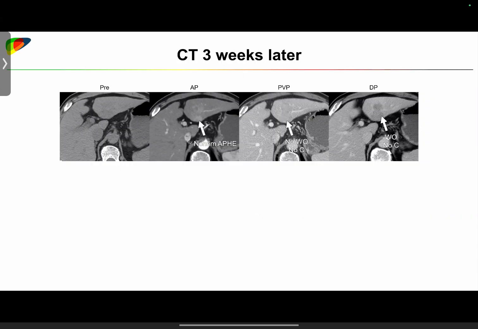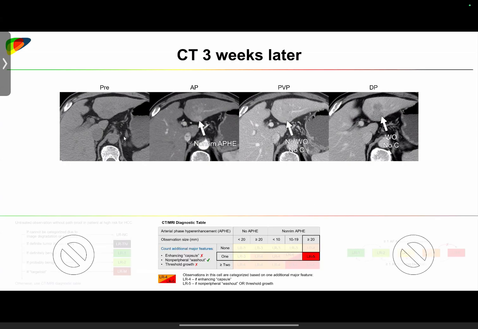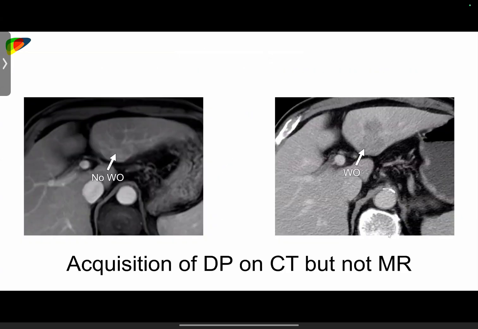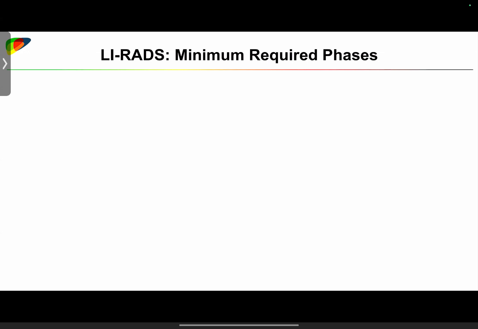So again, what's happening here? What's happening here is that this was done as an outside study. So for whatever reason, the MR did not obtain delayed phase on MR, but on CT, and that is when we detected washout. So how we acquire things makes a lot of difference for some patients, for some lesions, and we want to optimize technique to really get an accurate answer.